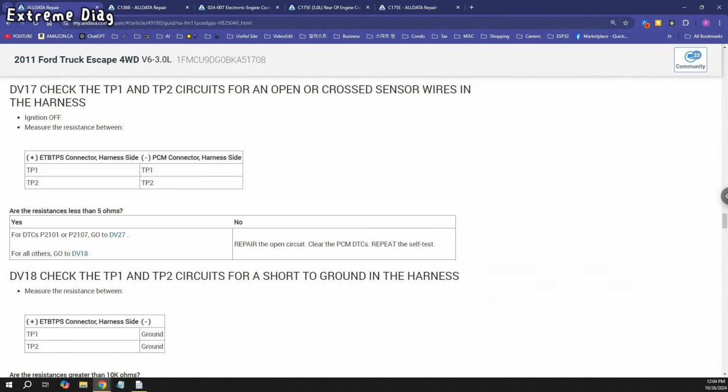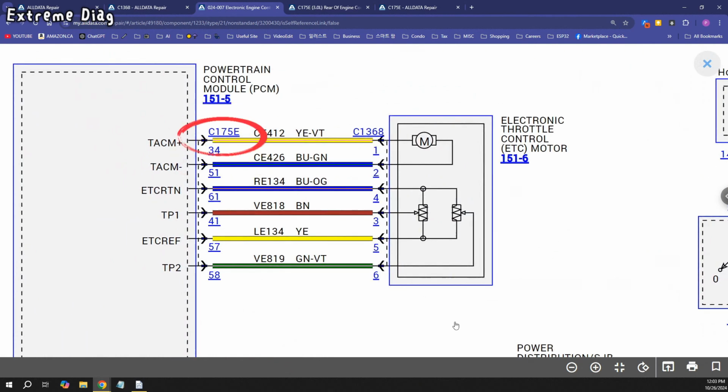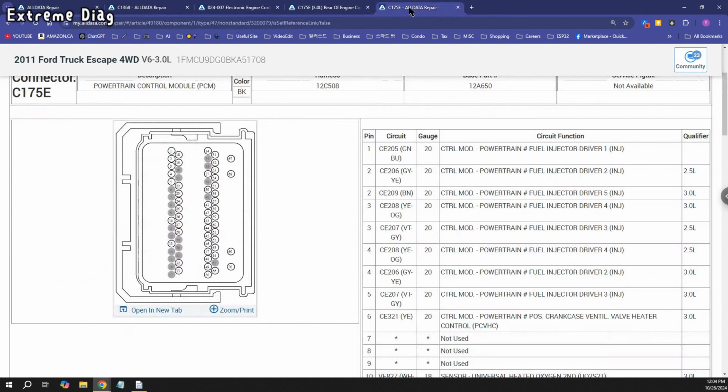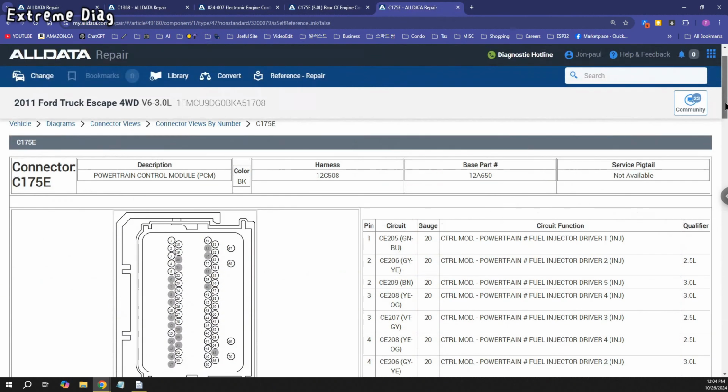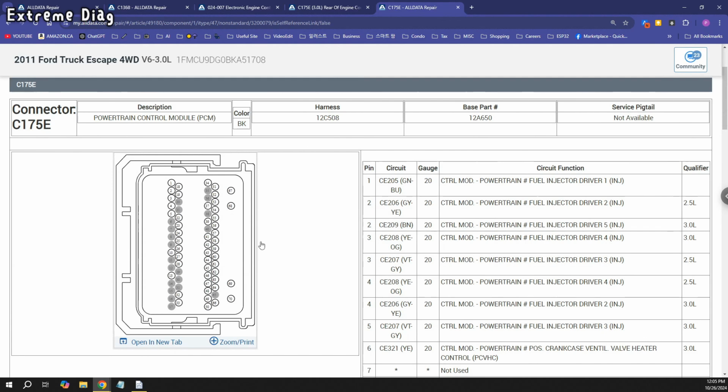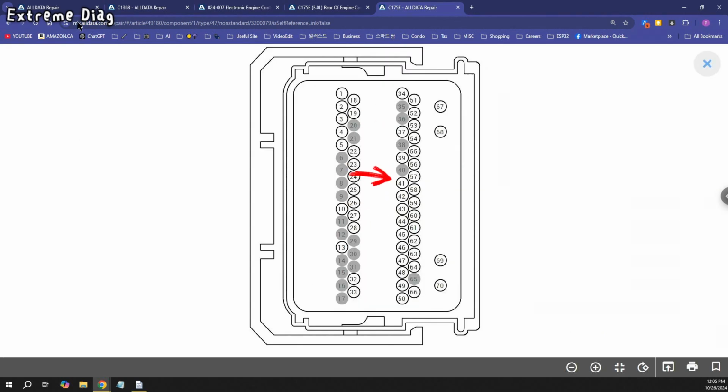First, we need to find the pin locations of TP1 and TP2 at the PCM connector. At the C175E connector, TP1 is pin 41, and TP2 is pin 58. Let's take a look at the C175E connector pin layout. Here is pin 41, and here is pin 58. Now we'll check the continuity between these pins and the throttle body connector pins.